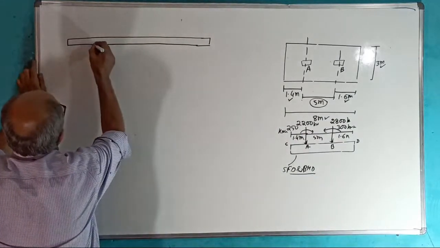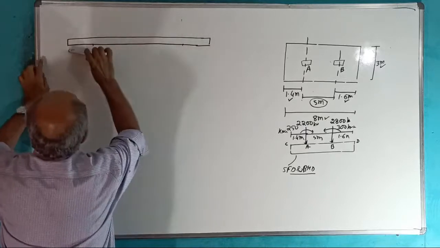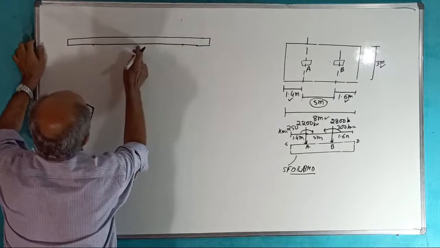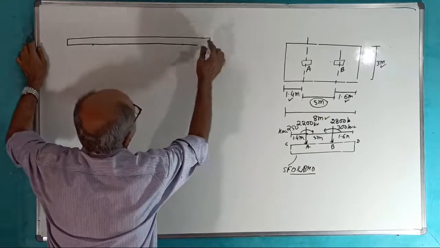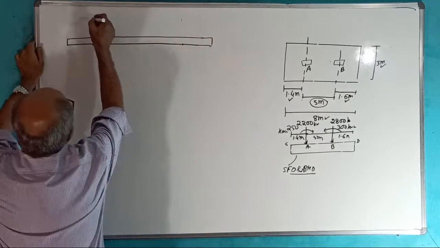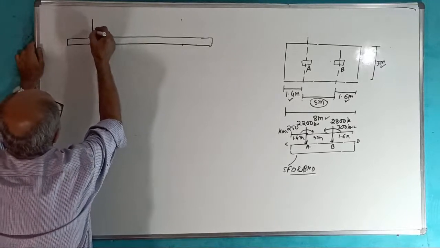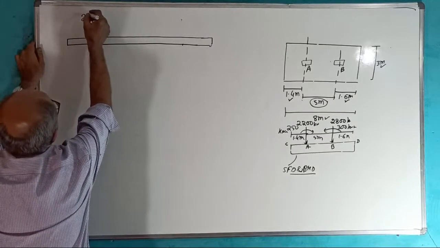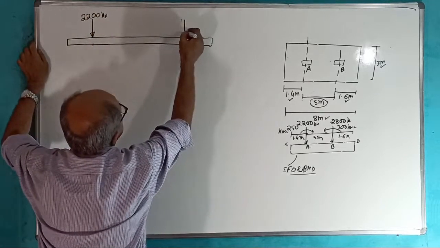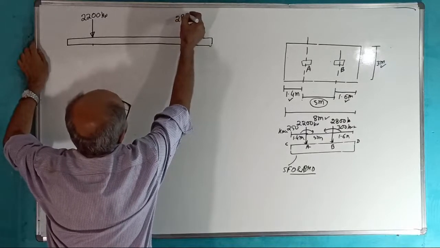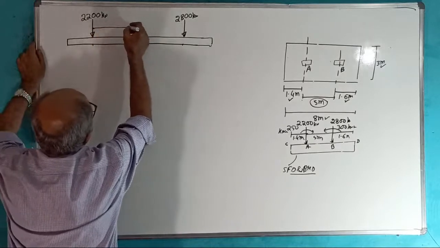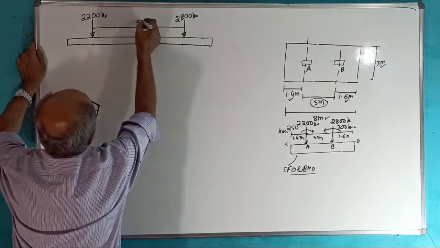1.4 meter is here. This is 5 meter. Or this is 5 meter I will take. 2.5. Yes, 1.4, okay. This is 1.6 meter. Okay, now, there is a column load here of how much? 2200 kilonewton. There is a column load here of 2800 kilonewton. And very important, this distance, I write here, 5 meter.